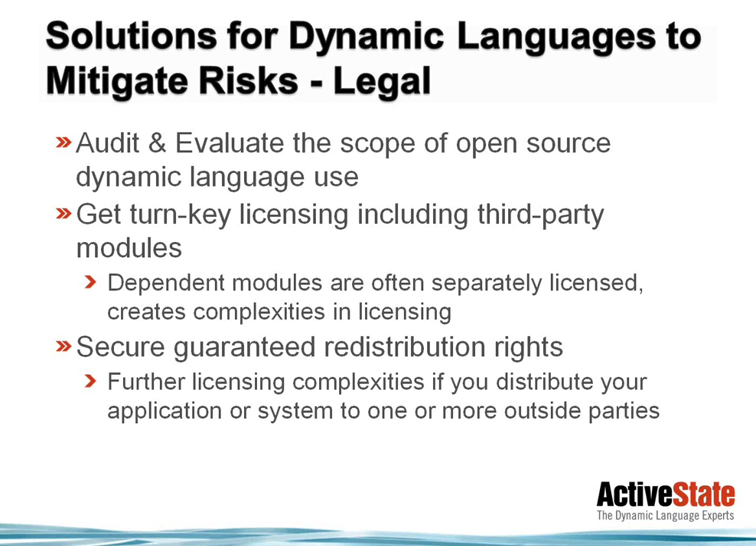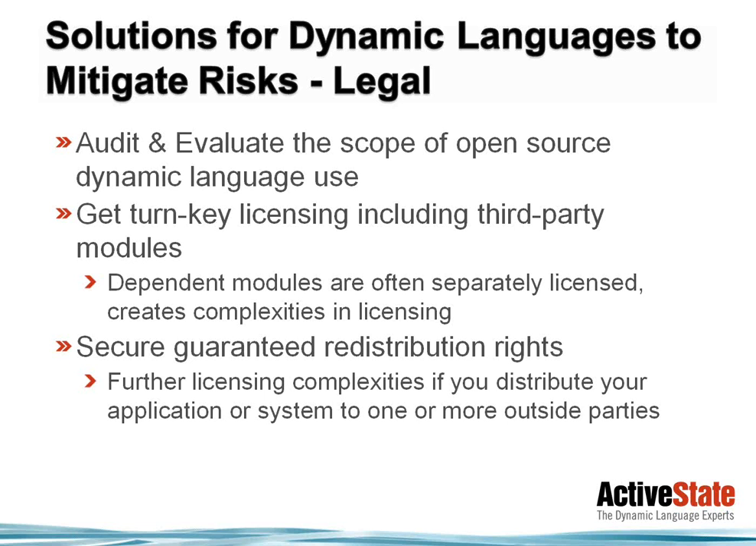So what we do is we audit and evaluate the scope of the open source dynamic language in use. Specifically, I'll use Perl as an example, but it applies to Tickle and Python. We look at the core distribution that's in the open source community, and we make sure that our distribution is complying with that core. But where it gets really interesting is that our distribution also includes many, many modules. And we make sure that we are including in our distributions the modules that are license friendly and that won't cause a problem with your distribution.